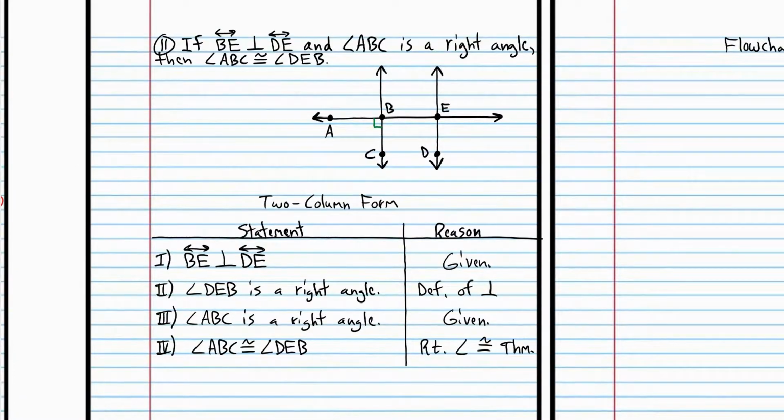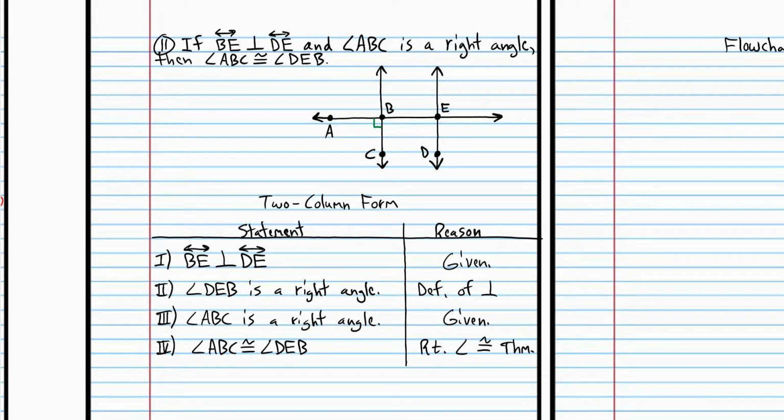We're told that BE is perpendicular to DE. So this line is perpendicular to this line. That's what that symbol means. Remember, perpendicular.